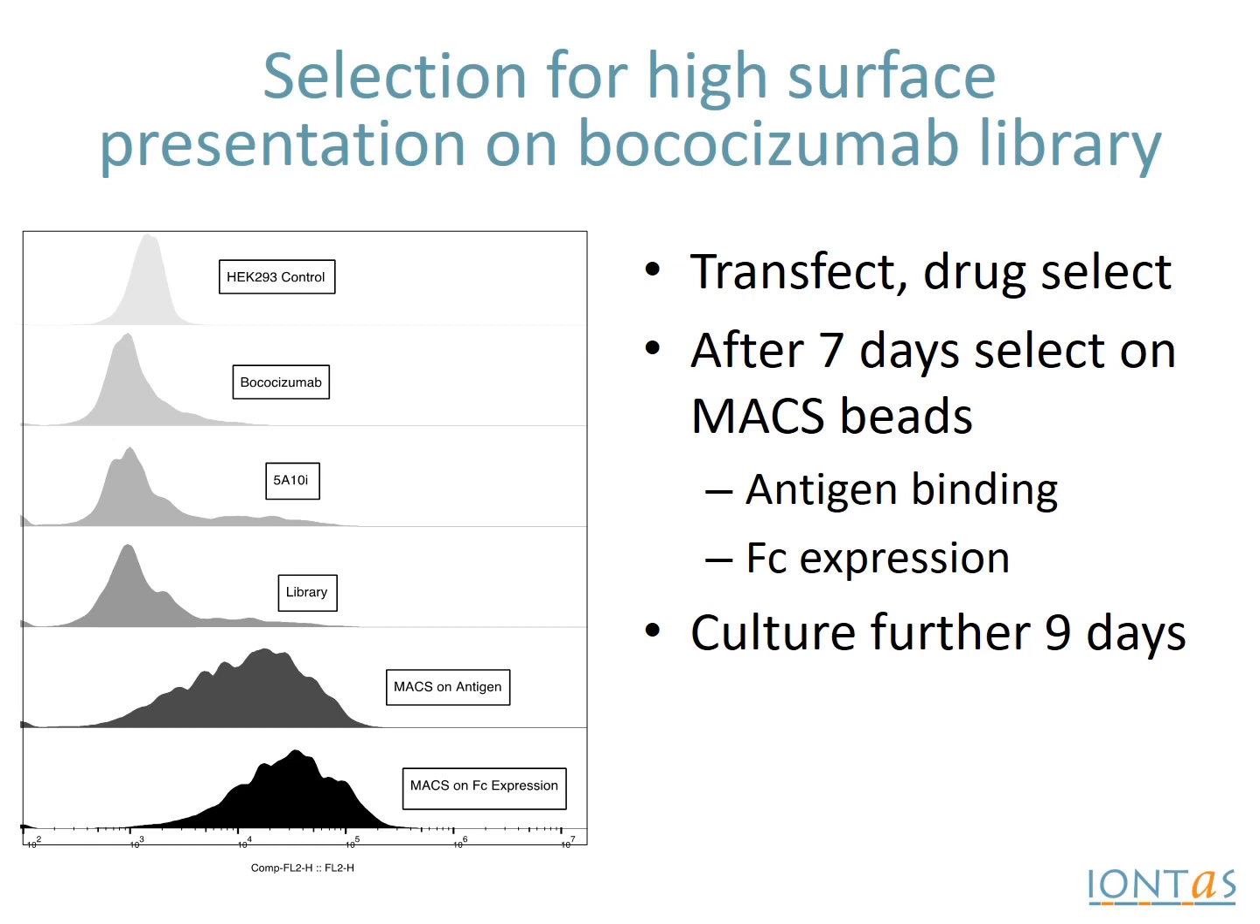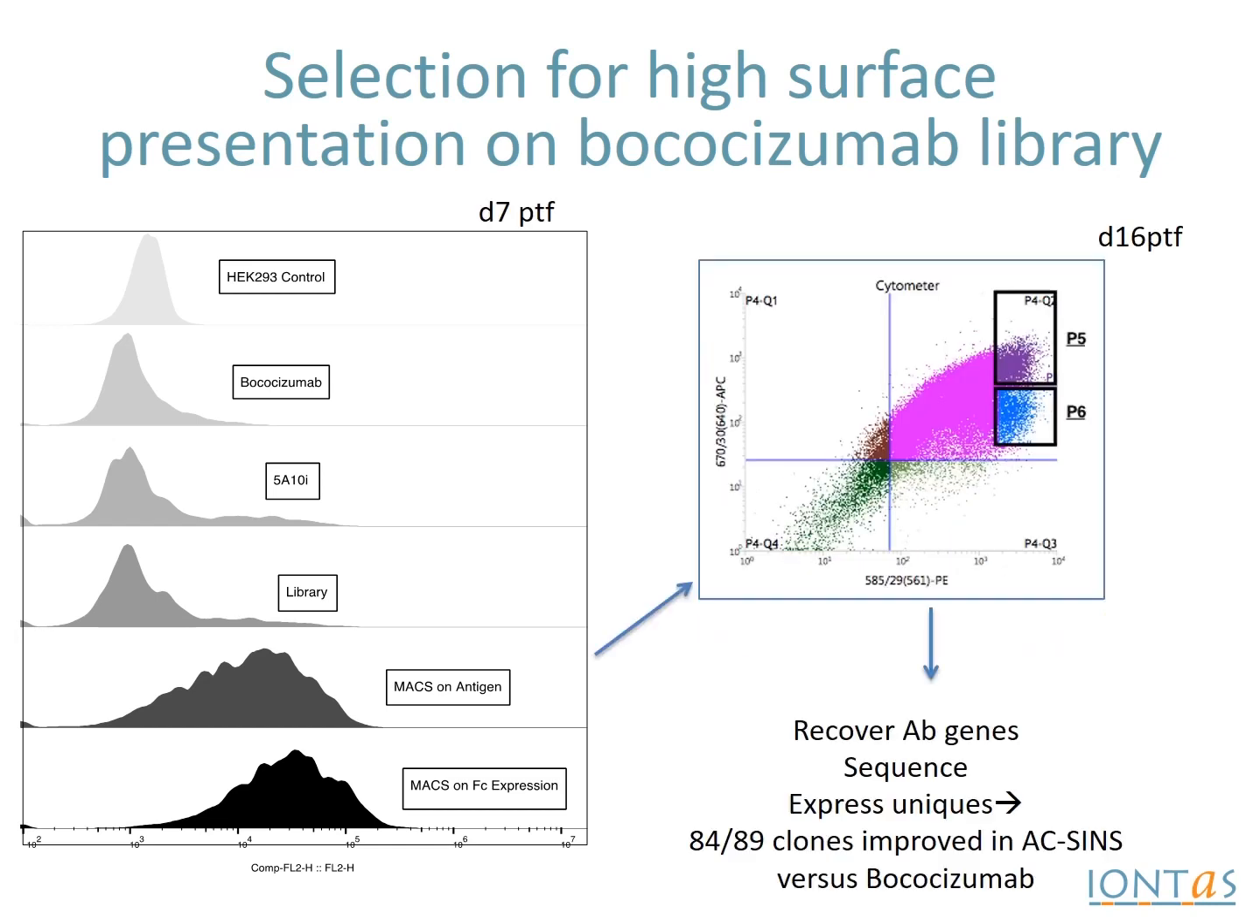So these cells were then cultured for an additional 9 days. So if we then take these populations of MACS sorted cells sorted on day 7, grow them for a further 9 days and carry out flow cytometry, flow sorting, we can again see the population is still largely double positive, as one might expect. If we then sort here on the basis of FC expressing using flow sorting, we can then recover the antibody genes, sequence them, identify unique clones and express those.